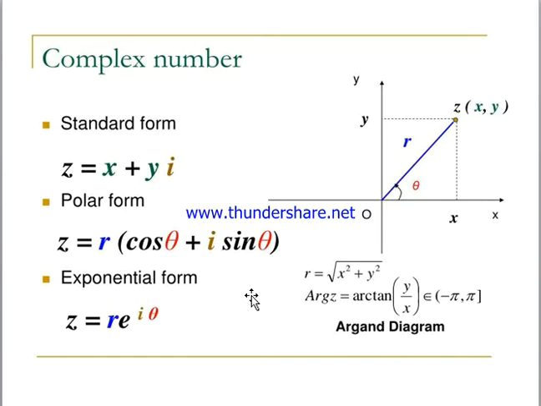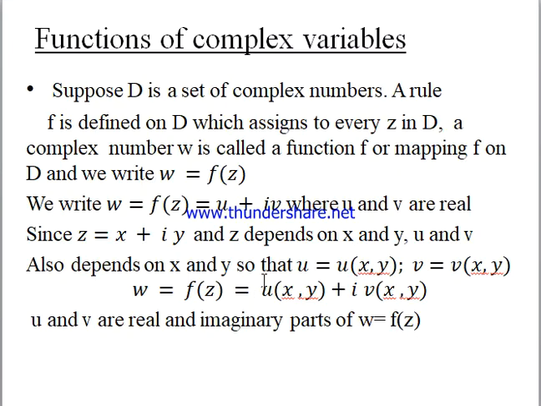In the polar form we use r and theta, and we know x is equal to r cos theta and y is equal to r sin theta. Substituting these values in the complex number, we get the polar form of the complex number. Then going to the next topic, functions of complex variables.